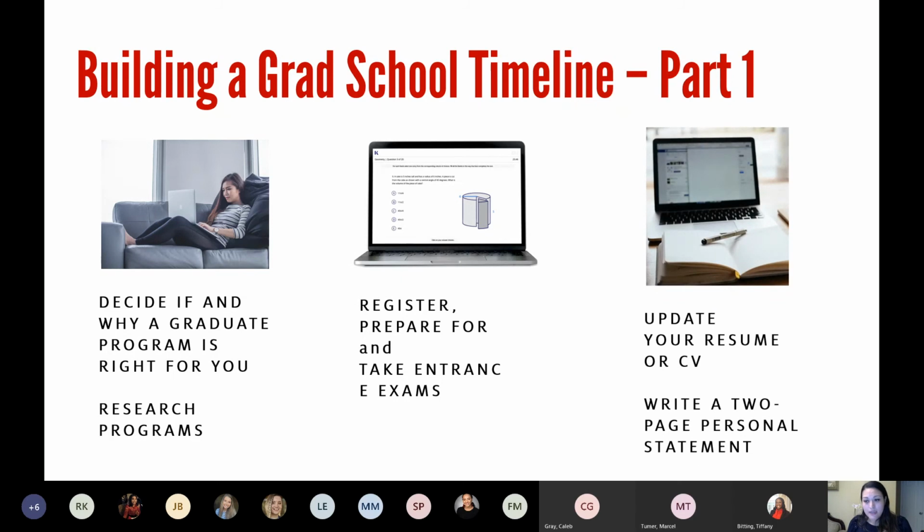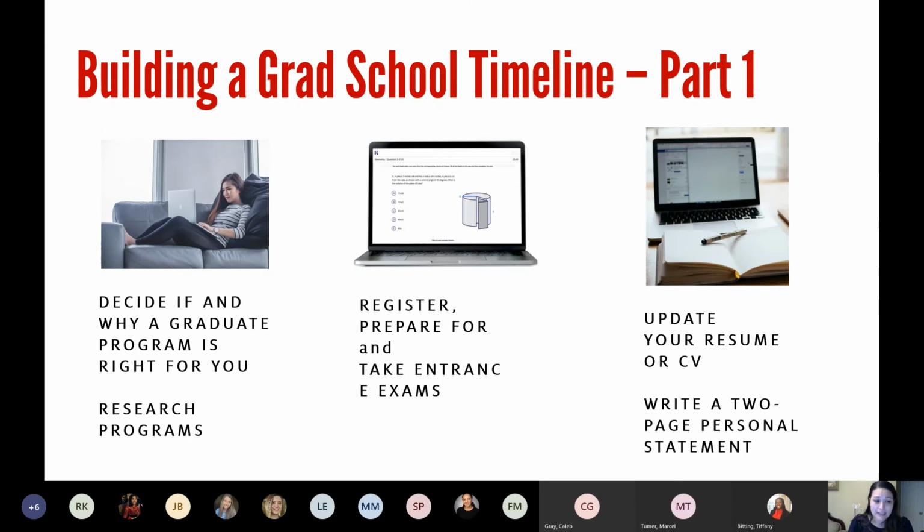You also want to begin updating your resume or CV, depending on which one your program asks for, and start writing your 2-page personal statement. Now, I do say 2-page personal statement here, but as you research programs, some of them might say something very different.